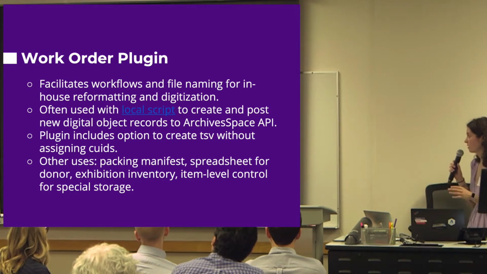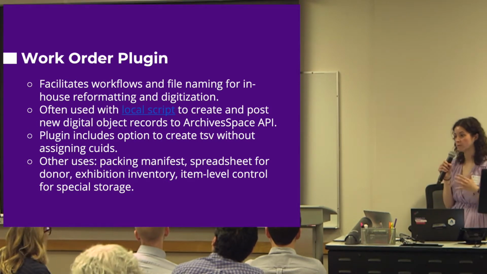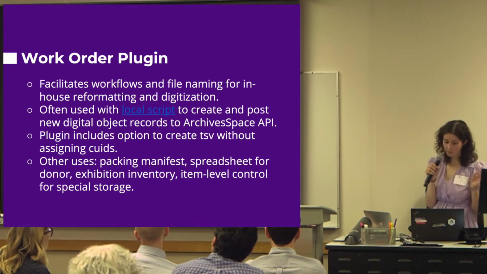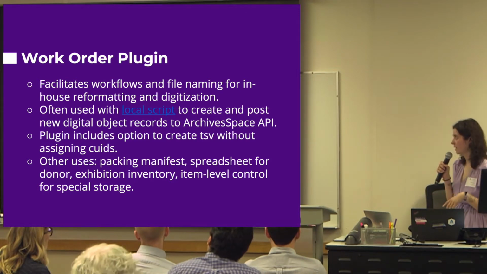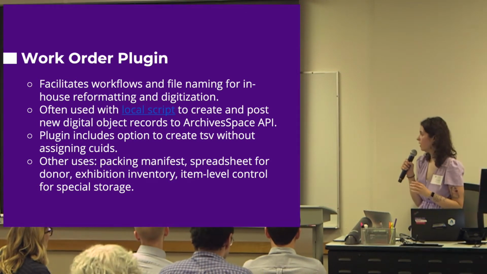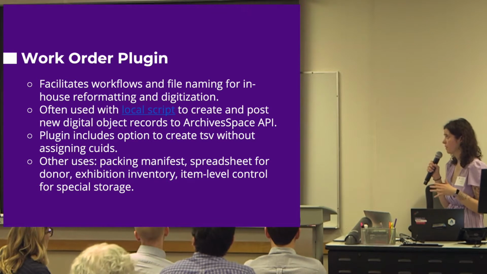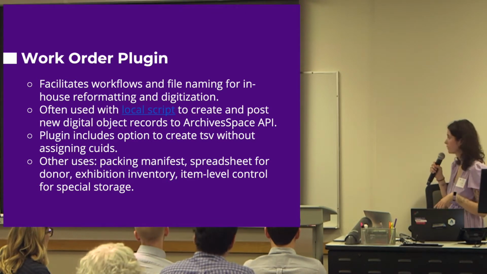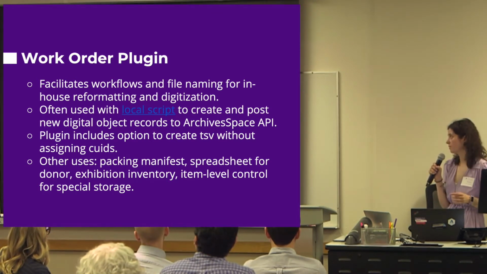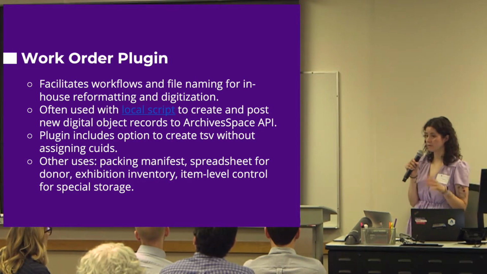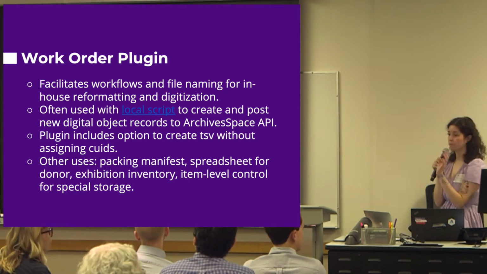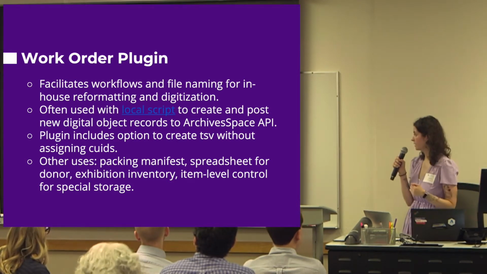So we use those CIDs for file naming, and for that reformatting and digitization workflow. This is also often used in conjunction with a local script to create and post digital object records to the ArchivesSpace API, so that's the reason that the URIs are important in that spreadsheet.